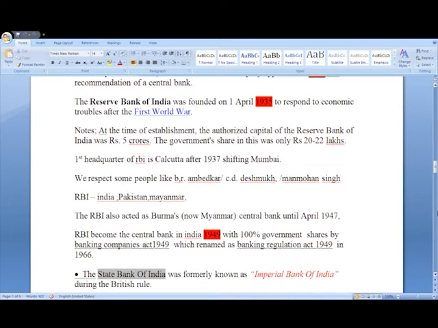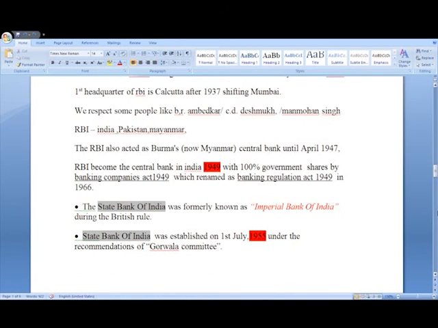We respect some people like B.R. Ambedkar, C.D. Deshmukh, and Manmohan Singh. The RBI also acted as the central bank of India, Pakistan, and Burma, now Myanmar, until April 1947. RBI became the central bank of India in 1949 with 100% government shares by the Banking Companies Act 1949, which was renamed the Banking Regulation Act 1949 in 1966.